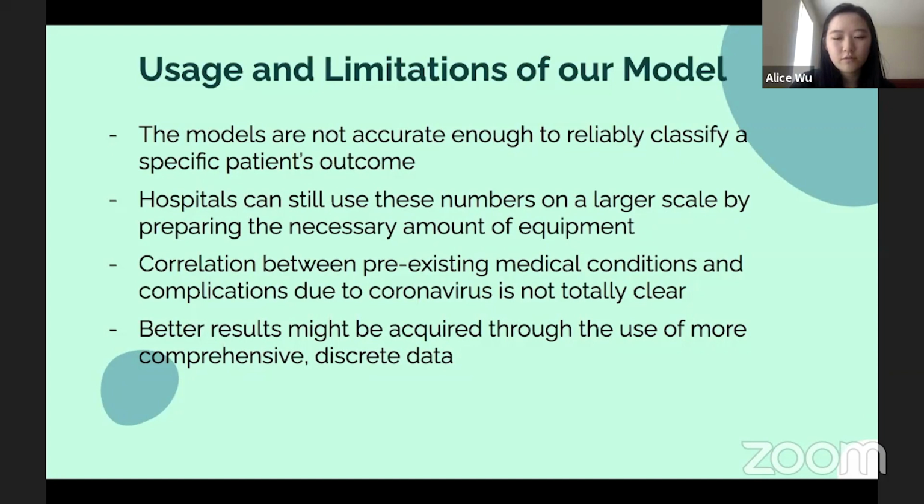In order to improve future models, correlation between pre-existing medical conditions and complications due to coronavirus should be analyzed more to identify which are most representative of the effect of COVID-19 on a certain patient. Furthermore, better results might be acquired through the use of more comprehensive, discrete data that goes into detail about the severity of each pre-existing condition.